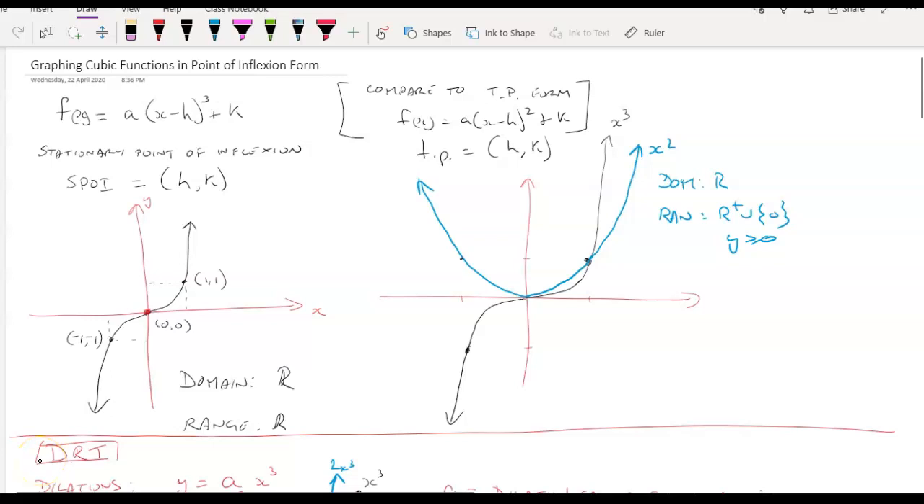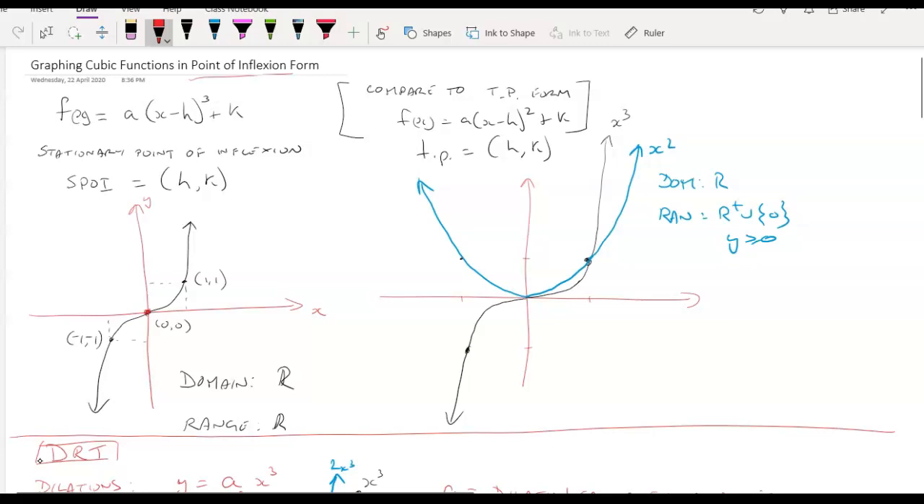Hello boys, I'm going to take you through the theory for exercise 6E, do a bit of background, a bit of revision, and a bit of theory to help you do the graphs in 6E, which is graphing cubic functions that are in the point of inflection form. Just want to compare that to quadratics and the turning point form.